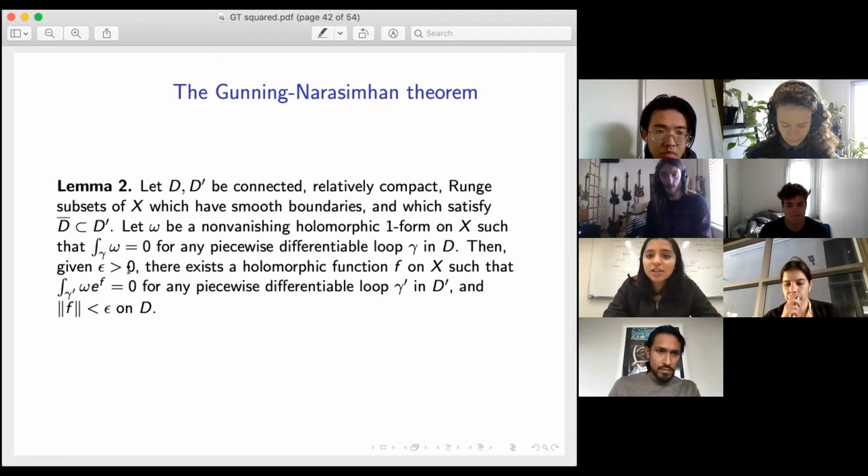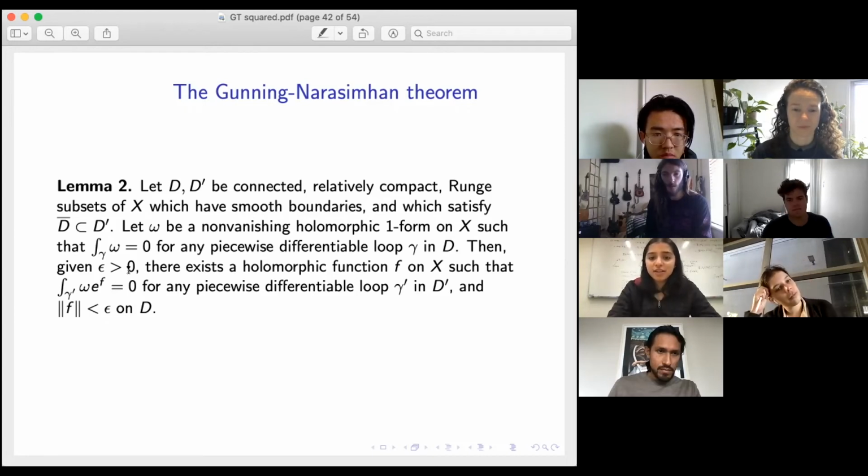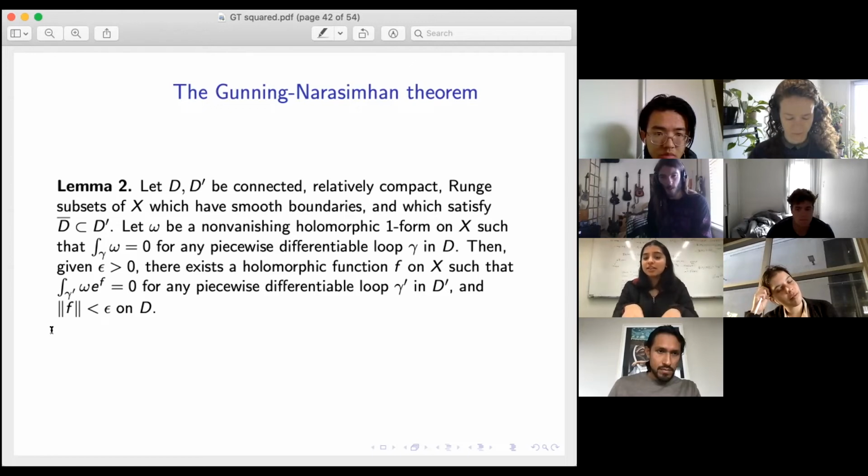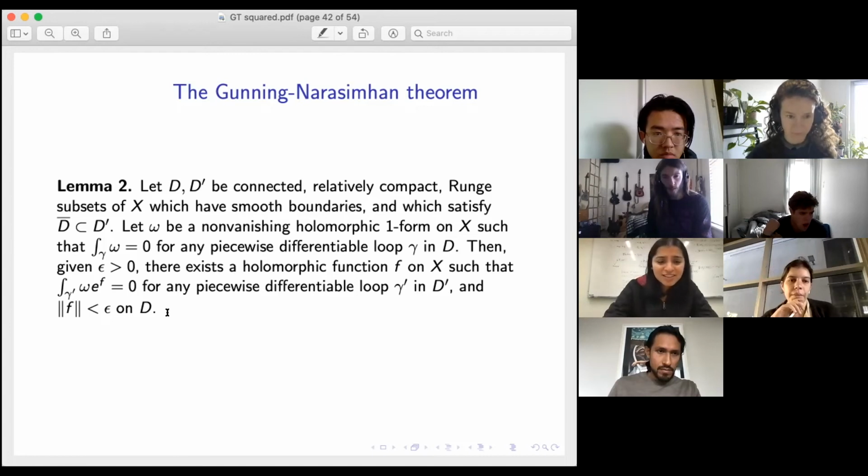These are equivalent conditions. Then, given any epsilon, there exists a holomorphic function f on X, such that if you have omega e to the f and you integrate over any piecewise differentiable loop in the bigger set D prime, the integral will be 0, and you can control the size of f as well. And this is the key stepping stone, actually. After this, we use induction.